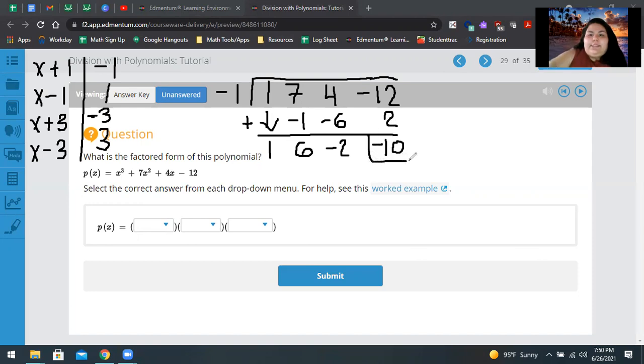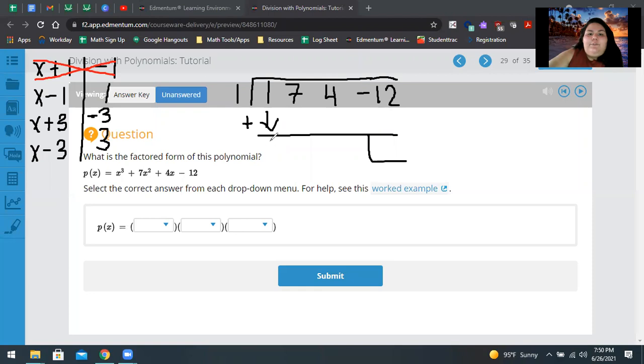I always end up boxing this last number because that's the one I want to check. I do not have 0 there, meaning this does not work. This is not a factor for p of x. So we try it again. I'm going to erase this because we're going to try out 1. But do you see how I only have to erase this part here? I didn't have to erase that one. And we try it again.